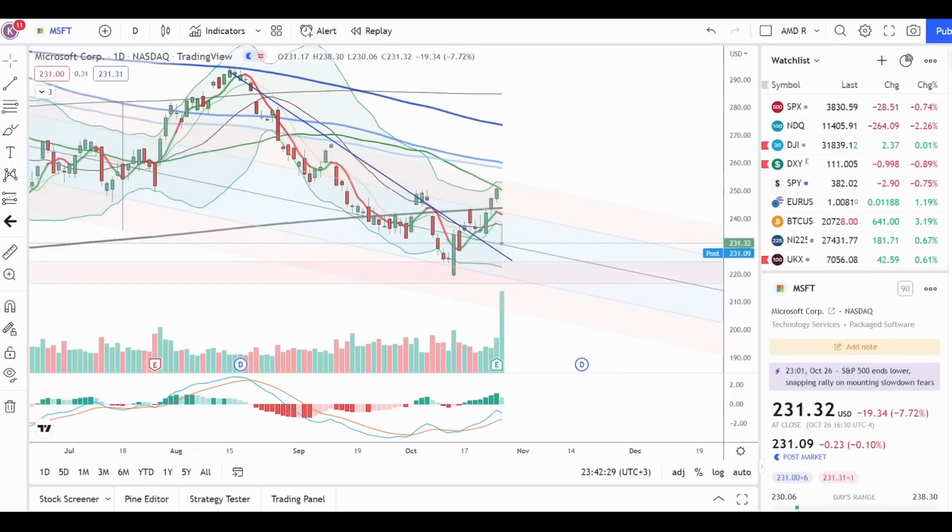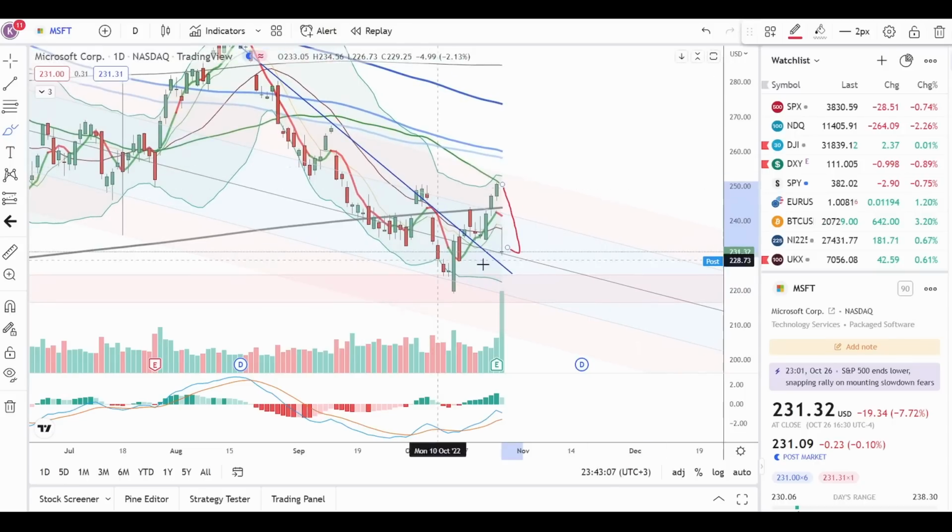Now let's jump into Microsoft. Microsoft reported weaker than expected growth in its Azure cloud computing segment, the fastest growing segment in the company, and as a result, we saw this massive gap to the downside.